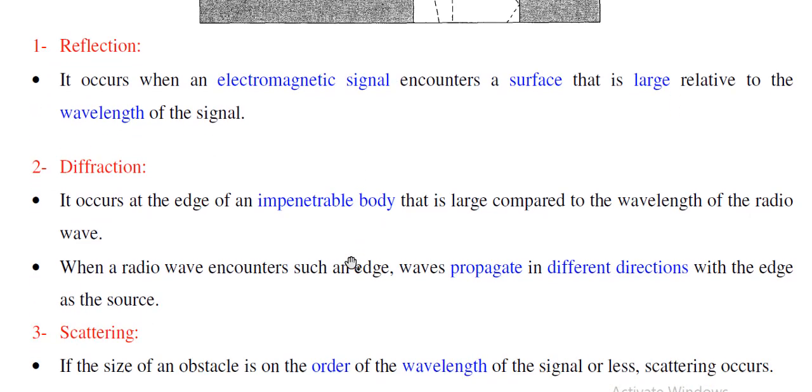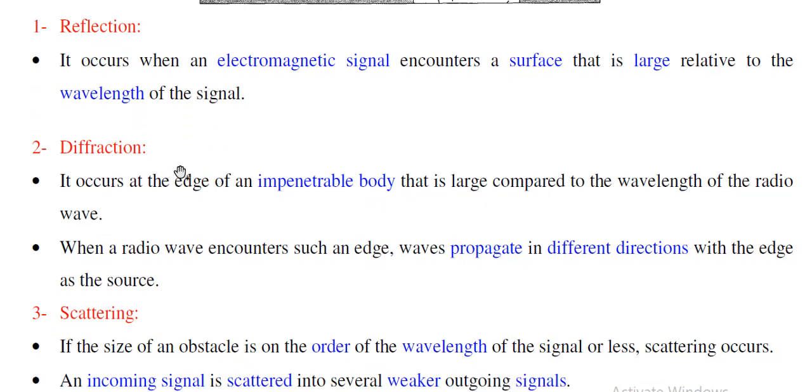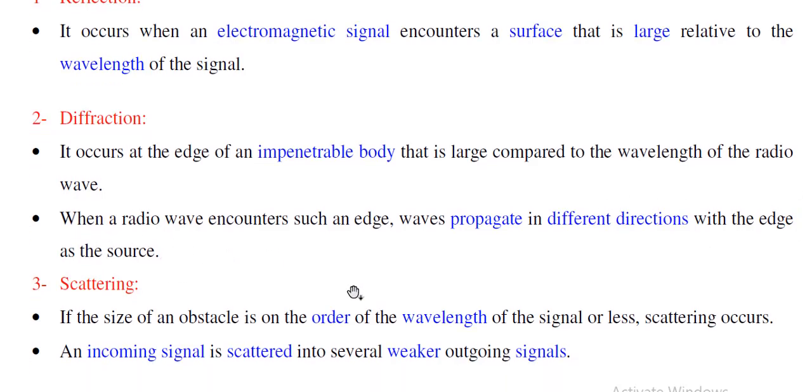With diffraction, the second one, here we are at the edge of an object or an impenetrable body, which means that the signal will get through that body based on the edge of this body, and it will propagate in different directions based on the edge of that body.